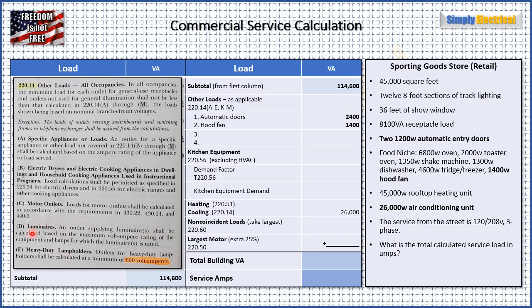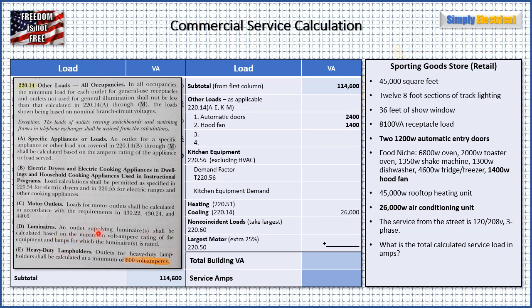Okay, D, luminaires, so lighting fixtures. An outlet supplying luminaires shall be calculated based on the maximum VA rating of the equipment and lamps for which the luminaire is rated. Okay, so you got to take into account all your lamps, but also the equipment. So anything that's maybe powering up those lamps, like maybe a ballast or a power supply, got to take those loads into consideration.